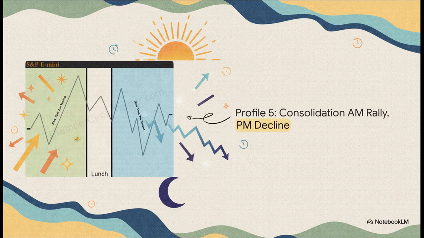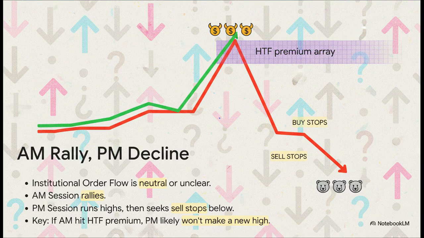This is one of those classic fake-out days. The market gives you a nice-looking rally in the morning, gets everyone thinking bullish, and then it just gives it all back and then some in the afternoon. So this happens when that higher time frame chart is just a mess, totally neutral. The AM session rallies, right? And in doing so, it creates a nice big pool of buy stops just sitting there above the highs. So now the PM session has a very clear target. First, run those stops, and then reverse and go attack the sell stops that have been building up below the morning's lows.